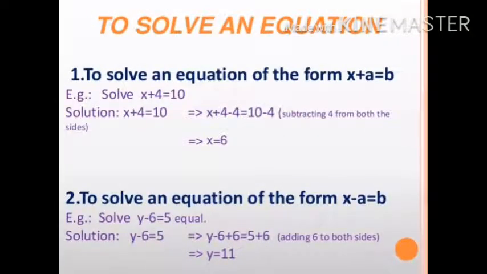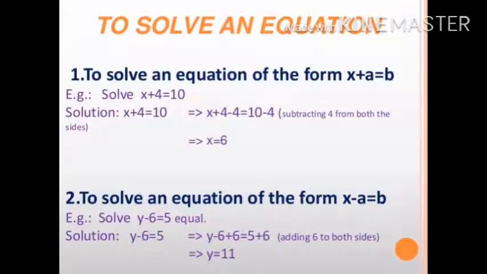Now let us take some examples. To solve an equation of the form x plus a is equal to b, the equation is x plus 4 is equal to 10. X plus 4 is equal to 10 means we have to subtract 4 from both sides. So x plus 4 minus 4 is equal to 10 minus 4. The answer is x is equal to 6.